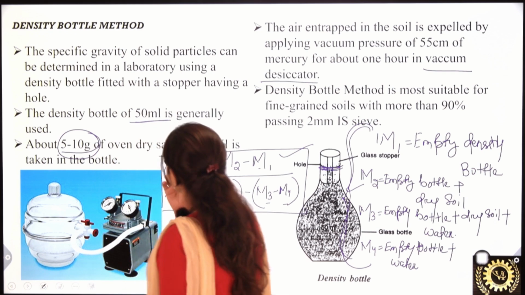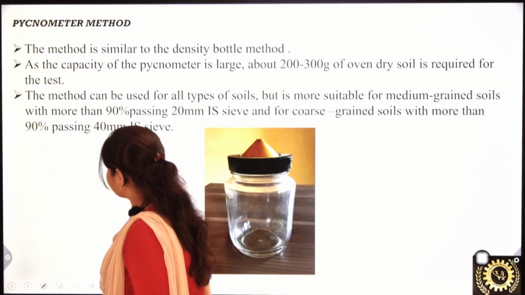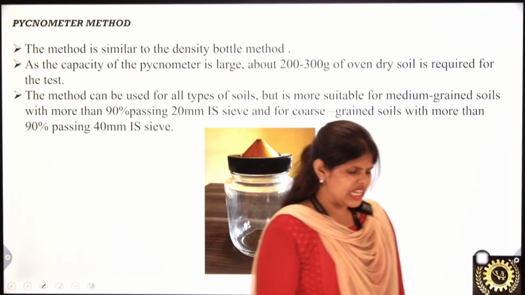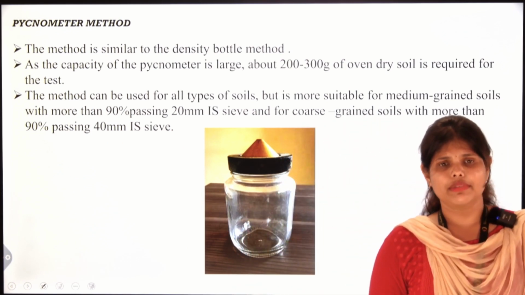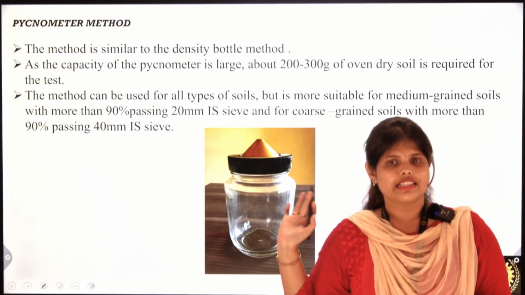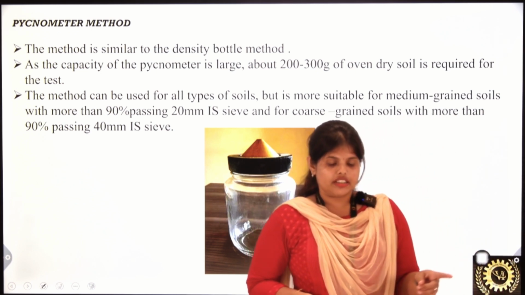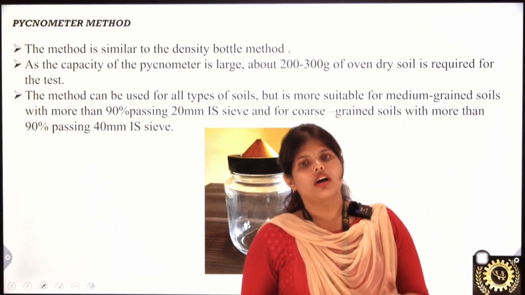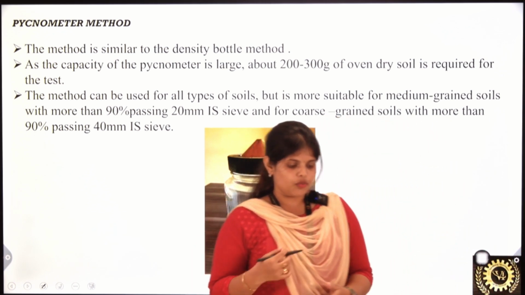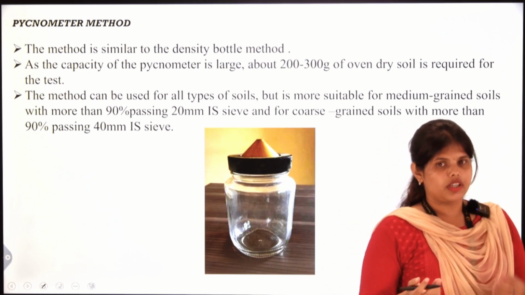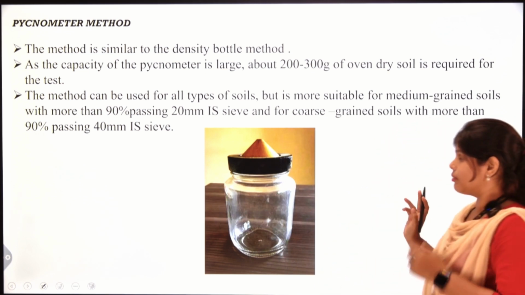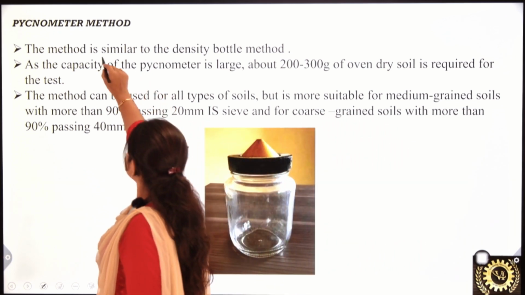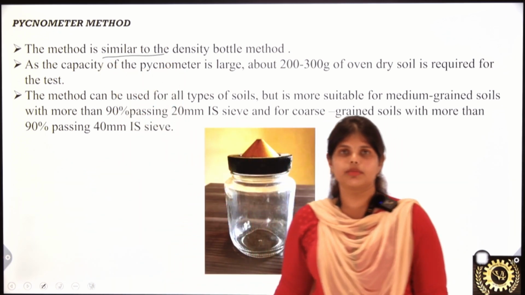So, now going to our next method, the pycnometer method. The pycnometer method is completely similar to the density bottle method, but in this method we can measure a larger amount of soil. We can take more soil sample in the pycnometer method. So the method is completely similar to the density bottle method.